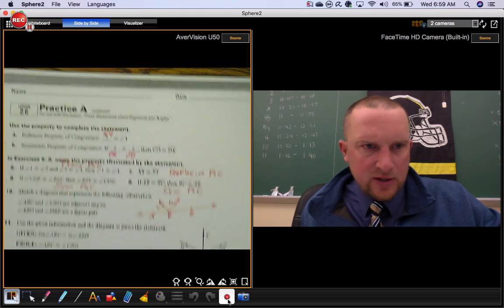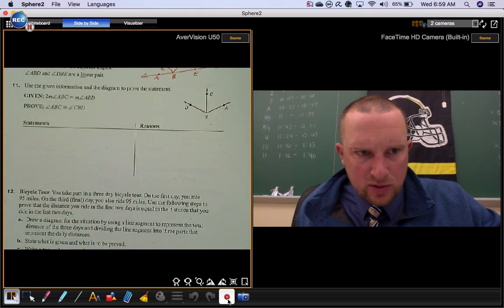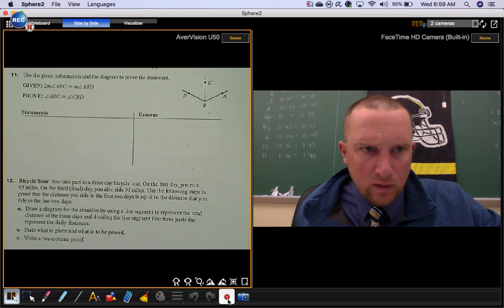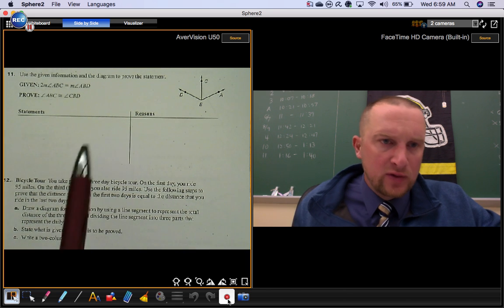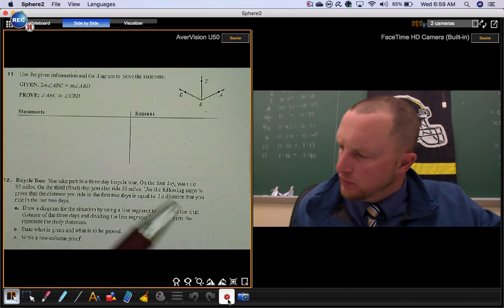This is practice A for section 2.6. We're going to look at numbers 11 and 12. We're going to use the given information in this diagram to prove this statement.